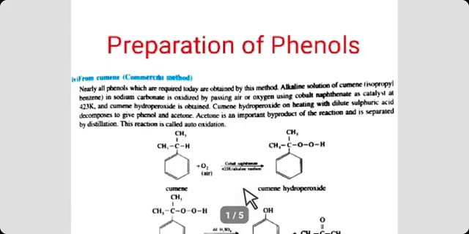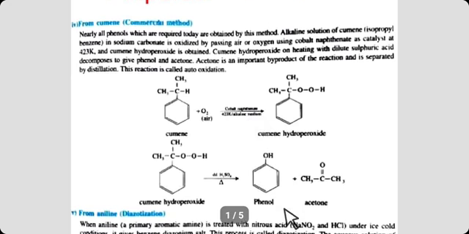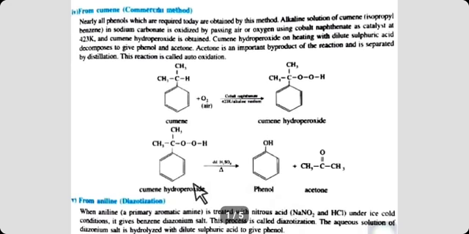The reaction occurs in alkaline medium at 413 Kelvin. When cumene is oxidized, it forms cumene hydroperoxide, means two oxygen atoms attached with a carbon atom. This cumene hydroperoxide, on heating with dilute sulfuric acid, means dilute H2SO4, is decomposed to give phenol and acetone.